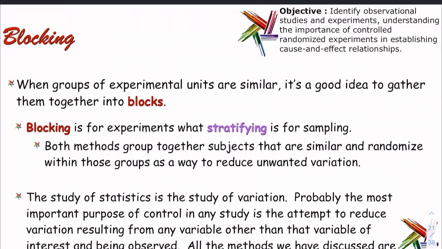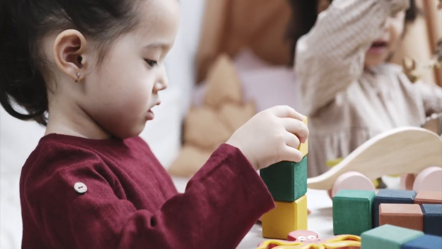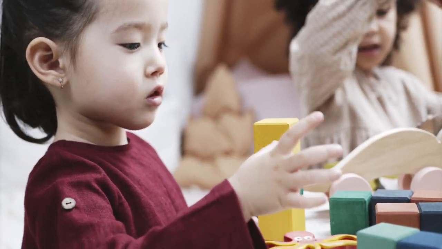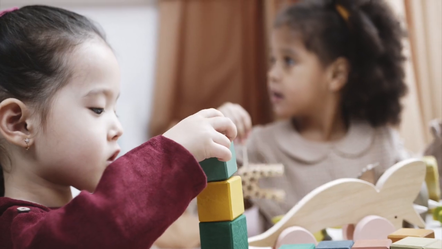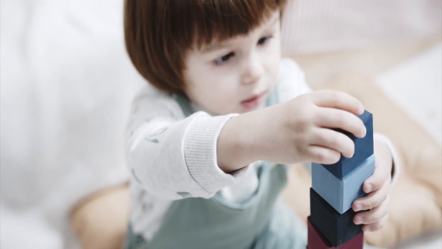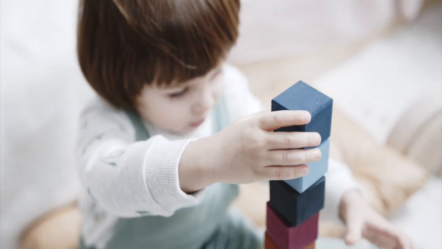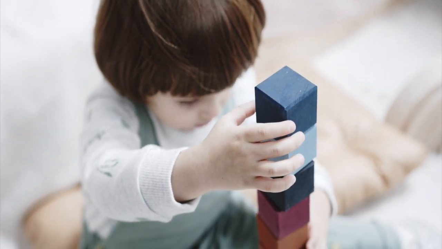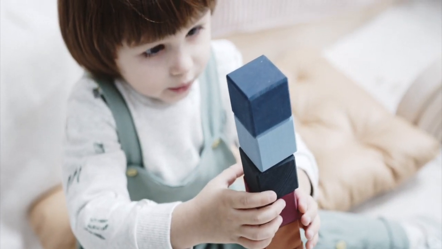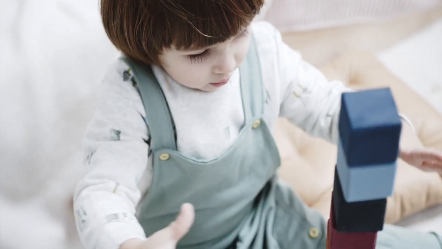So when we say blocking, we're blocking when groups of experimental units are similar, and it's a good idea to gather them into blocks. And blocking is for experiments what stratifying is for sampling. Both methods group together subjects that are similar and randomize within those groups as ways to reduce unwanted variation. So probably the most important purpose of control in any study is the attempt to reduce variation resulting from any variable other than the variable of interest being observed. We want to focus solely on what we can measure as opposed to all the other factors.